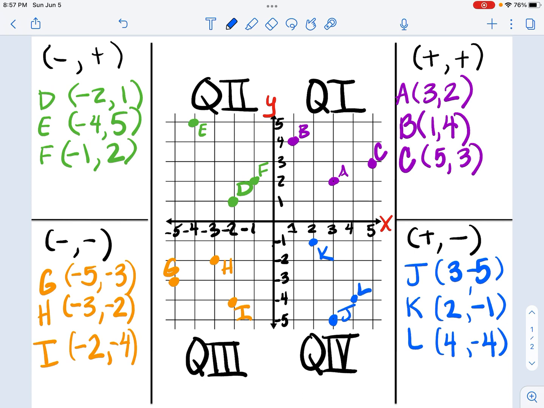So when your graph is totally completed, you should have plotted 9 points on your graph. I used different colors just so you could see them, but you did not need to do that. And hopefully your graph looks just like mine. You are going to work on some iExcel today to practice your graphing as well. Good luck.